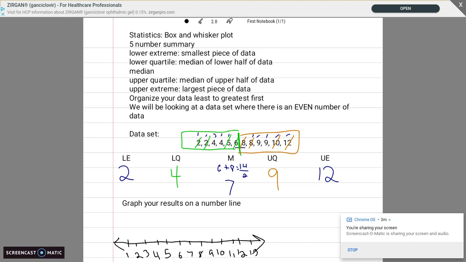Your lower extreme is going to be a dot. I'm going to use the lines on the paper as a guide. My upper extreme is going to be right over there. Your lower quartile, your median, and your upper quartile, you're going to graph them as lines because that's what's going to make the box. So 4, 7, and 9. Connect all 3 and make a box. And then the whiskers. And there is your box and whisker plot.